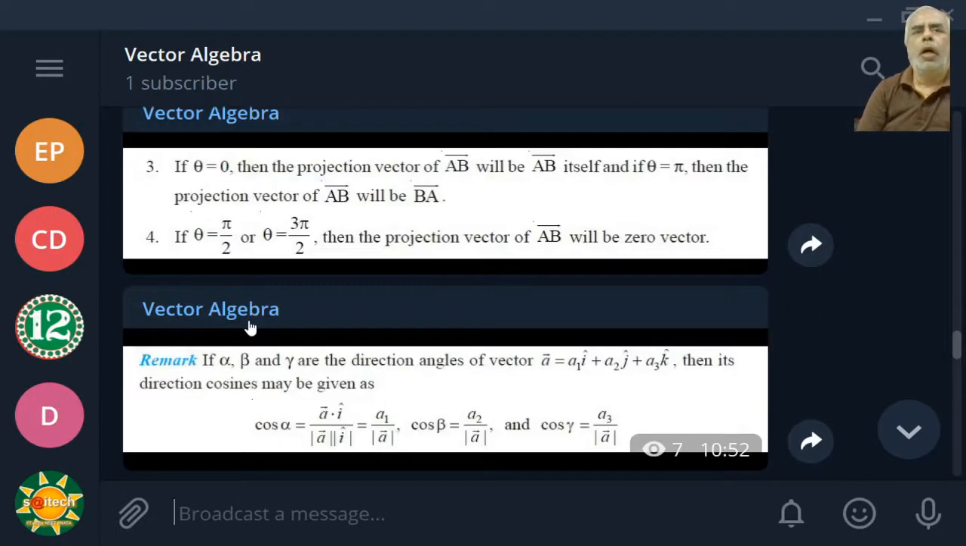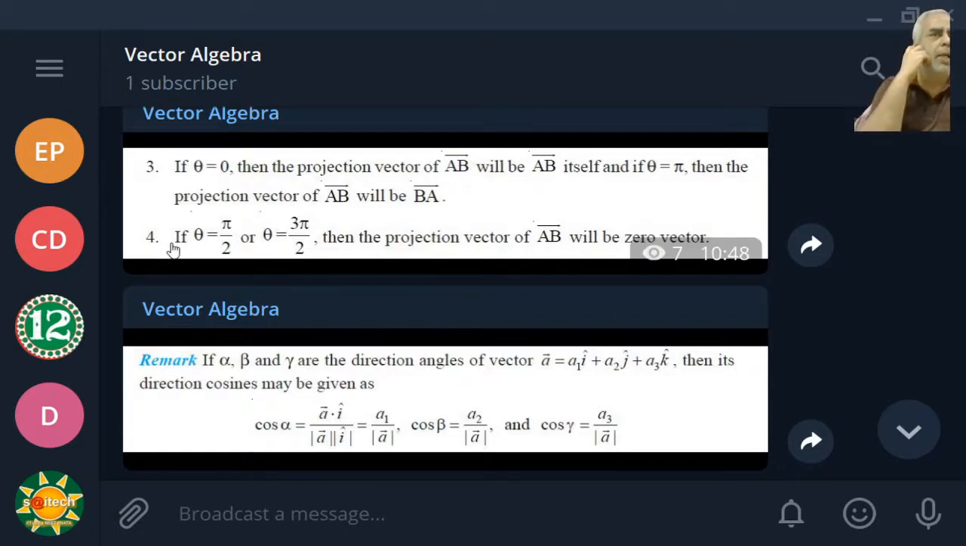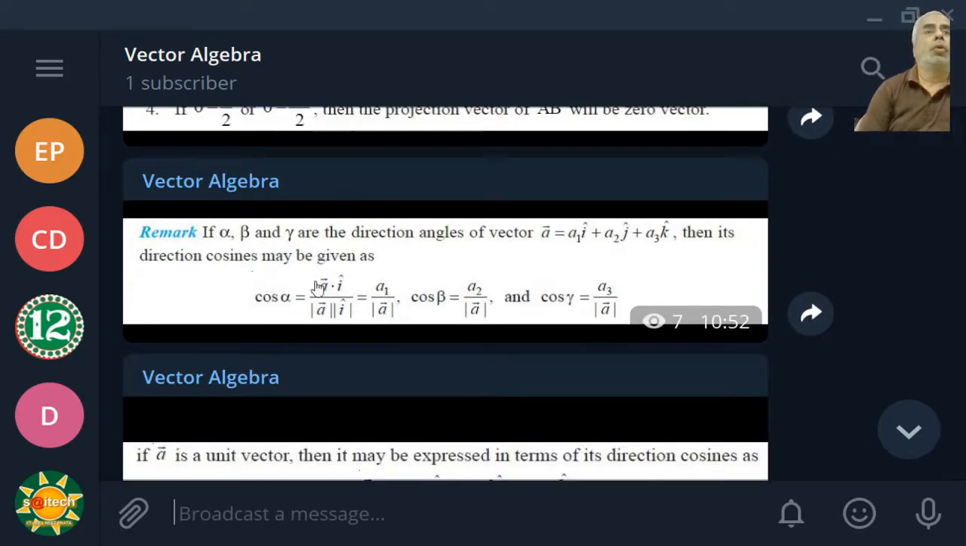Then the other one: if theta is equal to pi by 2, as we already discussed, whether it is pi by 2 or 3 pi by 2, in both cases it is 90 degrees or 270 degrees. So if theta is equal to pi by 2 or 3 pi by 2, that is one and a half pi, then the projection vector will be 0 because cos 90 is going to be 0. Right.